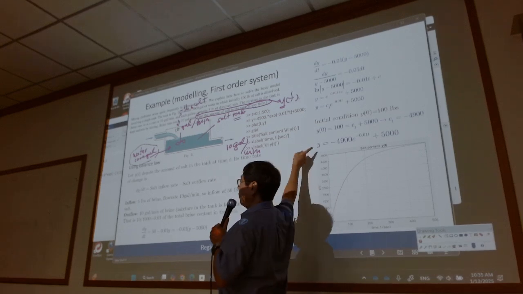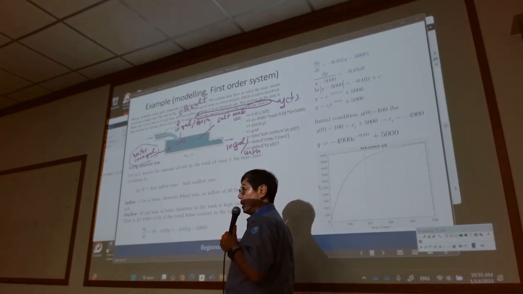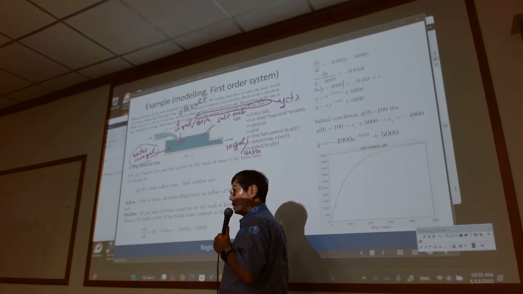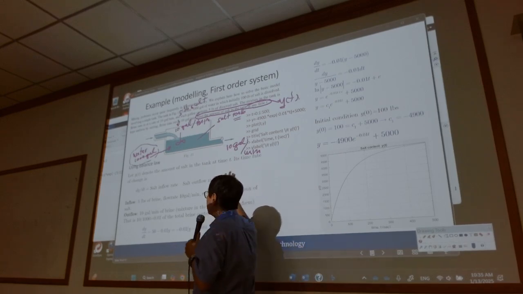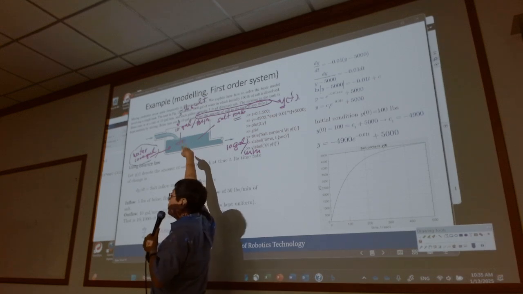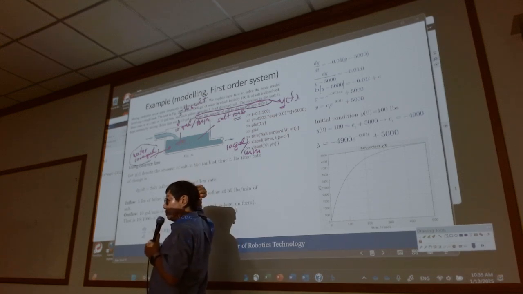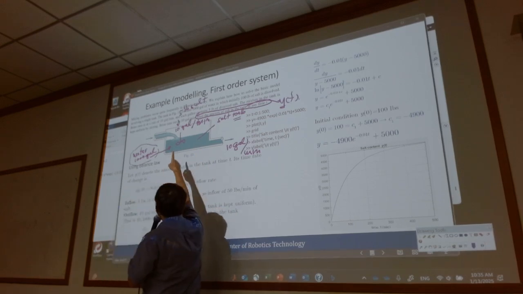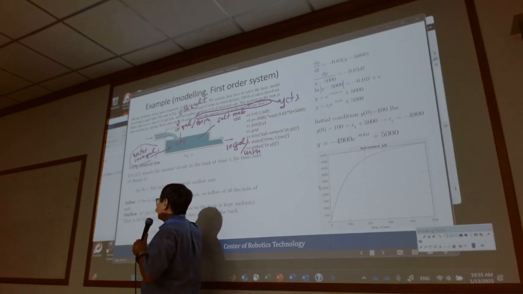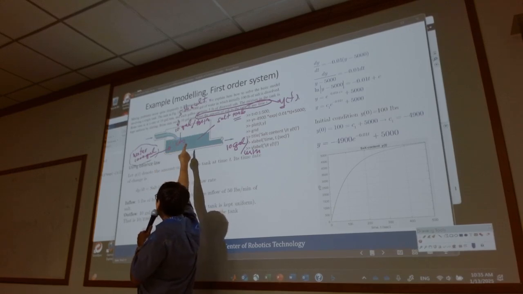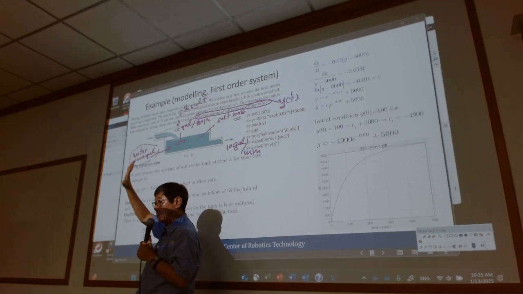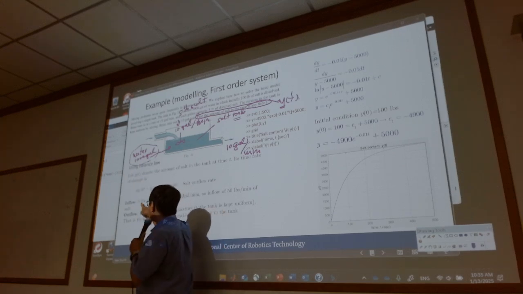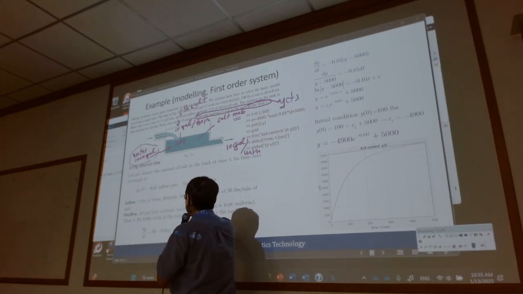Inflow, outflow, rate of change. That one is just the initial condition. Okay, so inflow: 5 pounds of salt per gallon, and the flow rate is 10 gallons per minute.